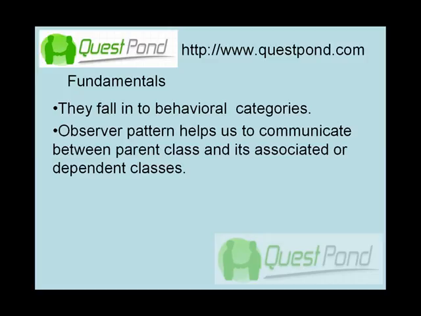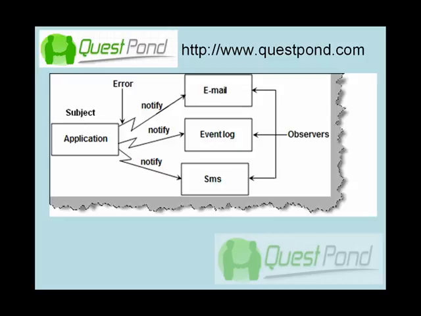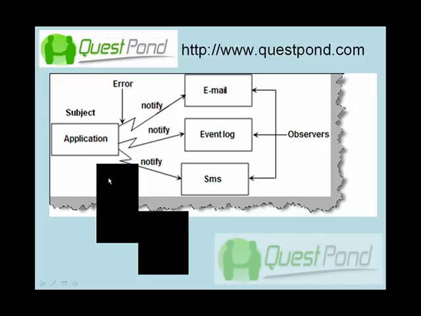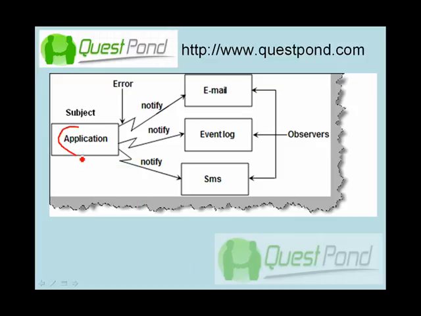First thing, observer pattern helps us to communicate between a parent class and its associated dependent objects. Let's say that you have a condition, as shown on the figure, where you have an application, can be a Windows application, can be a component, and in case there is an error in this application, you want to notify either through email, or through an event, or push it on the event log, send a SMS. So you want to notify these subsystems.